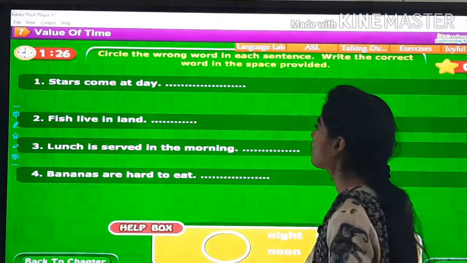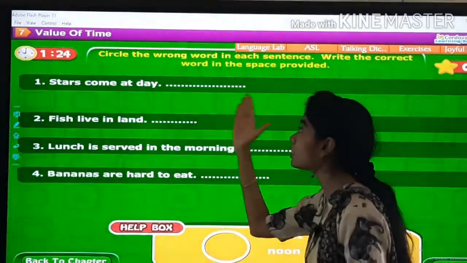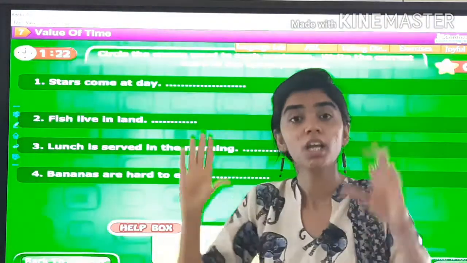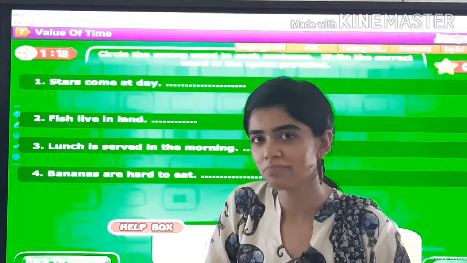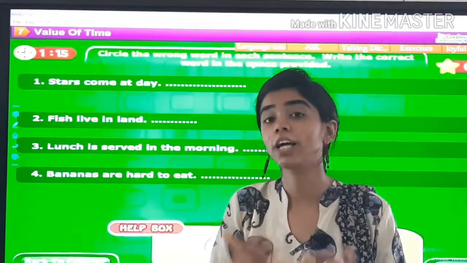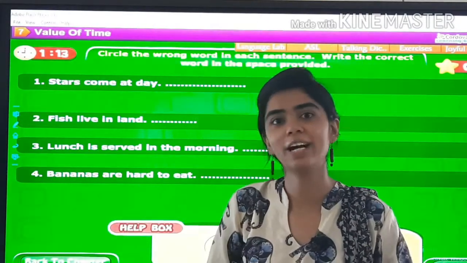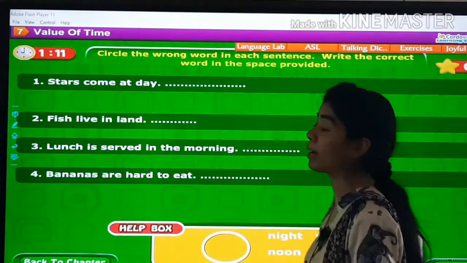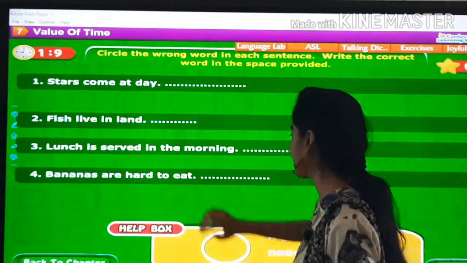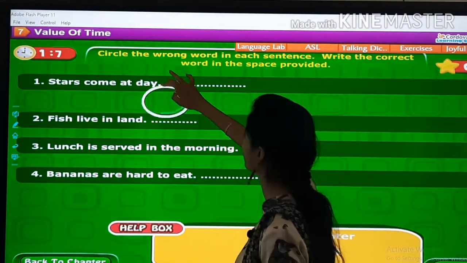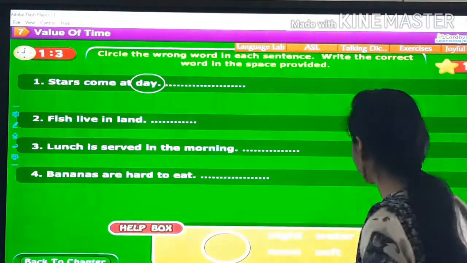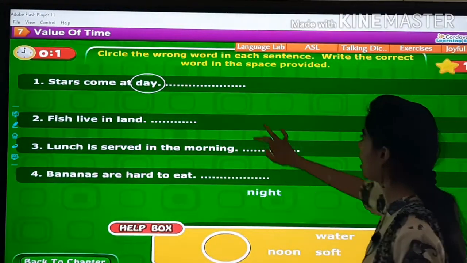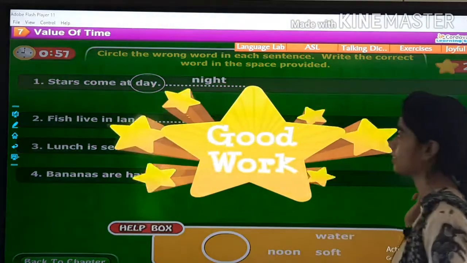Okay? First one is, stars come at day. Do stars come at day? No na? So, at what time do they come? They come at night. So, hamara wrong word hai day. So, we will circle it. Good work. And we will write the correct answer, that is night.